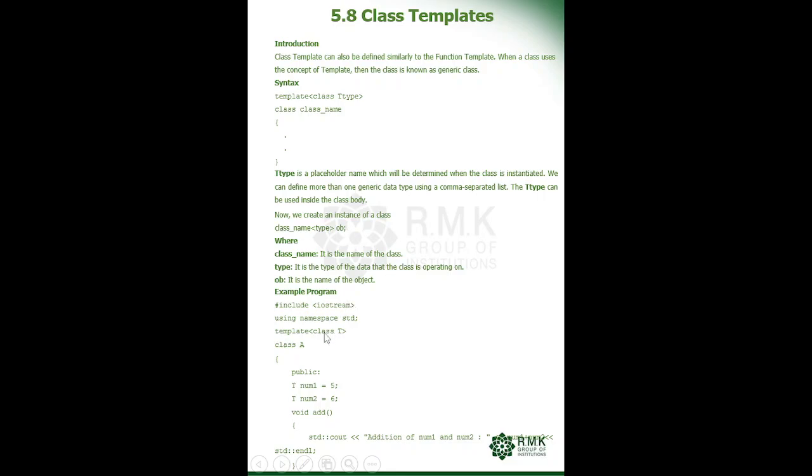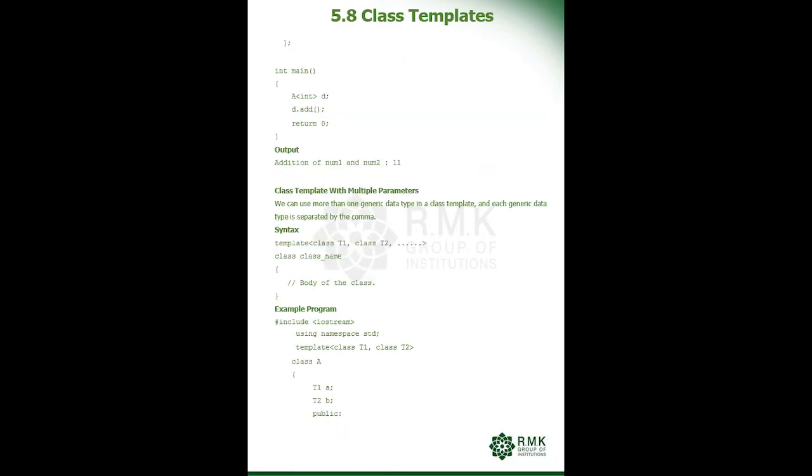Now let us see the example. So I have class T. First, I can give it as integer. Then if I want to do some process with the float data type, I can give T as float data type. Otherwise string or int, whatever it is. Here I have given int within the angular brackets. If I want float, I can give float. If I want long int, I can give long int.